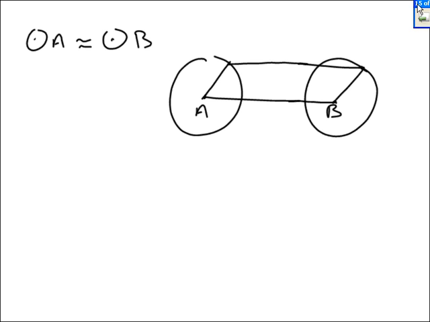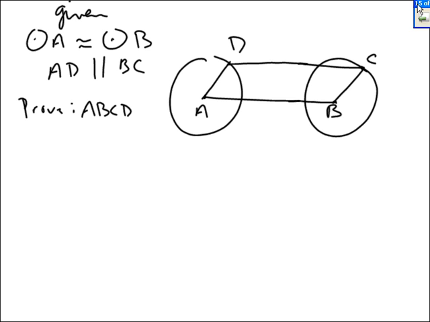And for simplicity, AB, CD. We're given that the two circles are in fact congruent, and that AD is parallel to BC. And what we want to prove is that ABCD is a parallelogram, which just means that opposite sides are congruent and parallel.